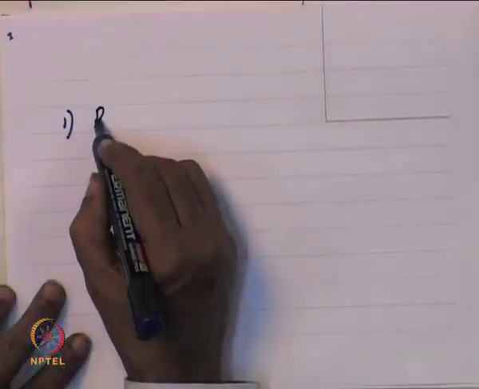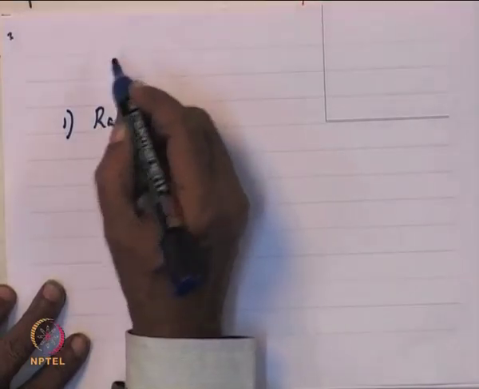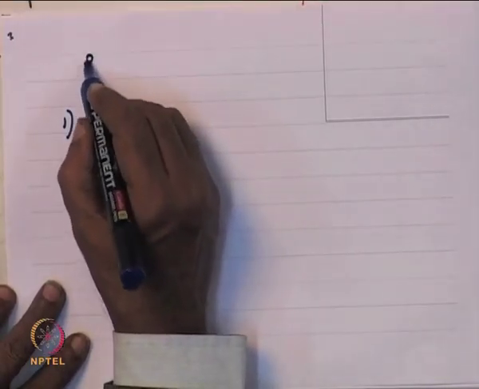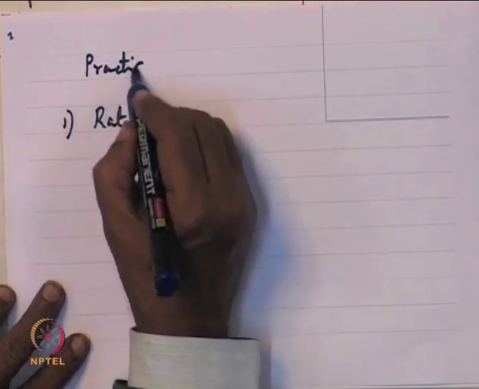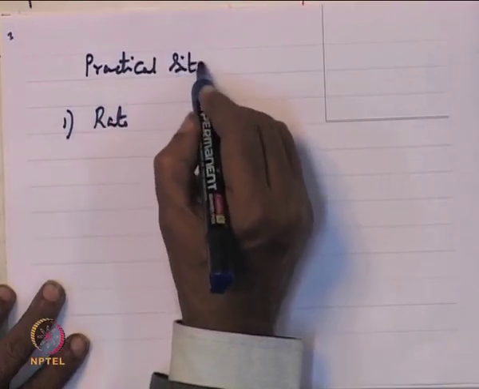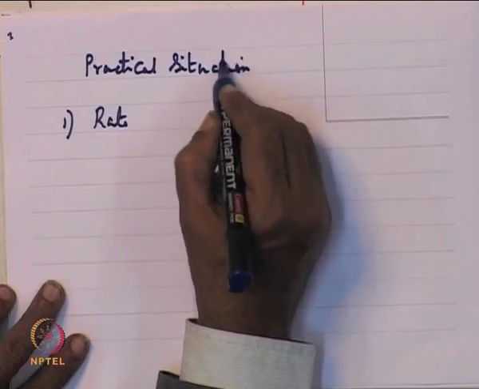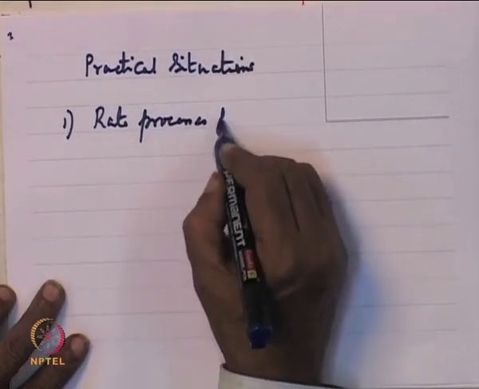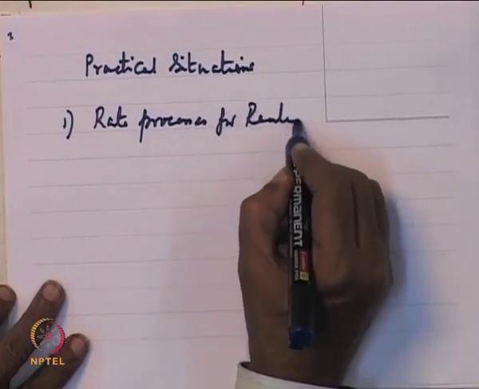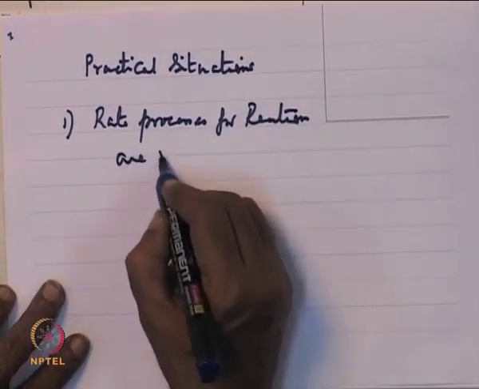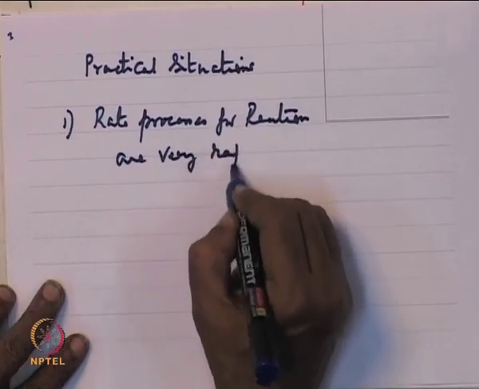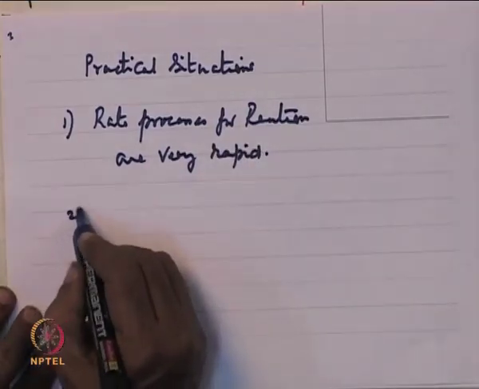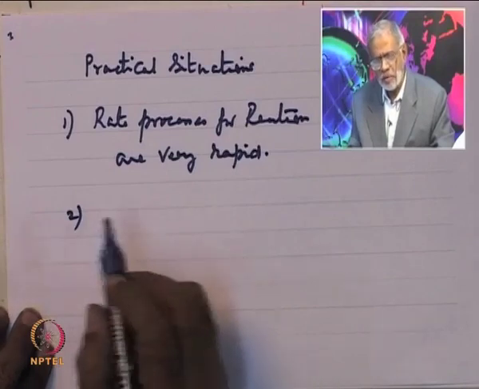Now, what are the situations where you are likely to encounter such fast reactions? There could be many situations. First situation, of course, practical situations where the rate processes, the reaction rate processes, are very rapid. This is one.